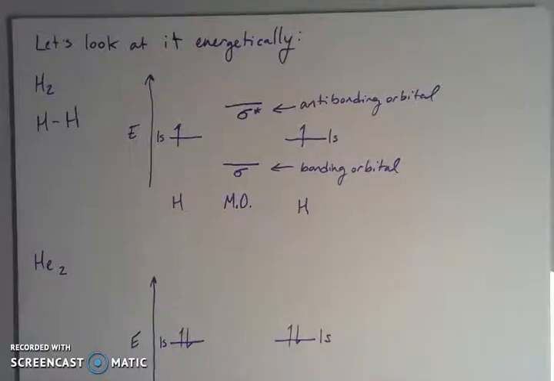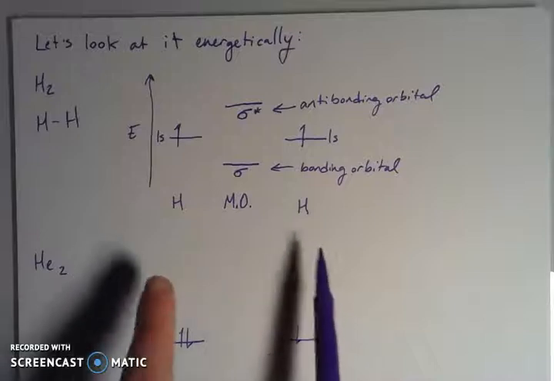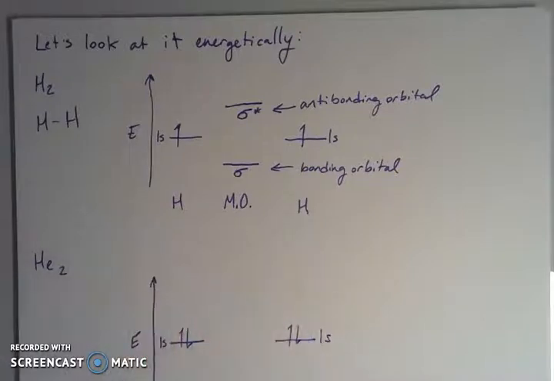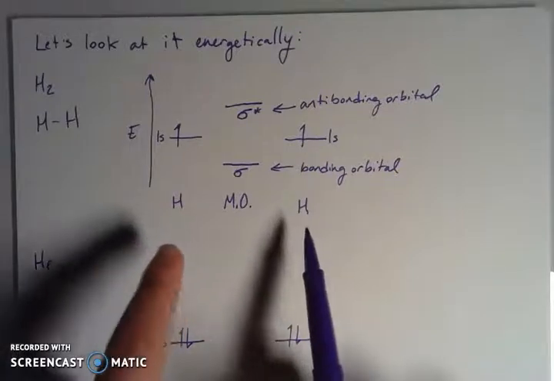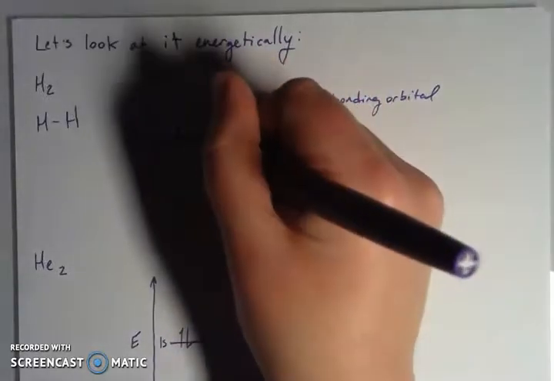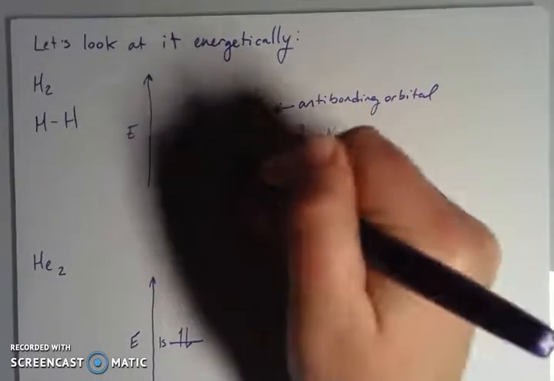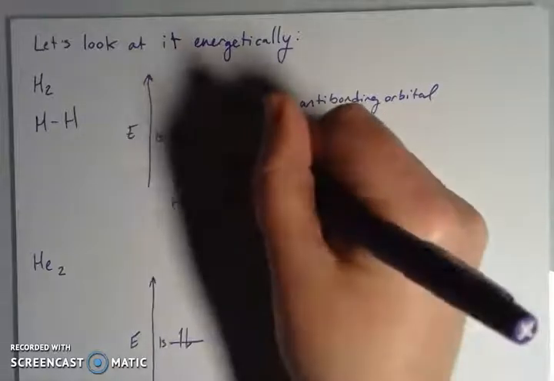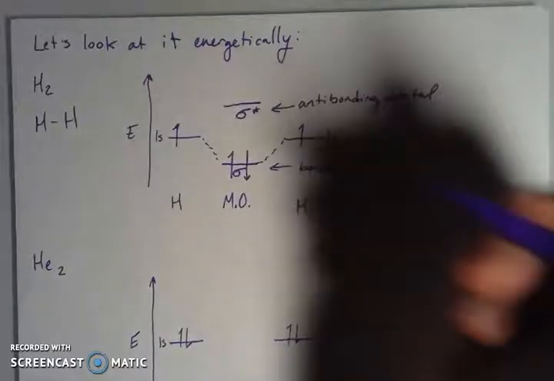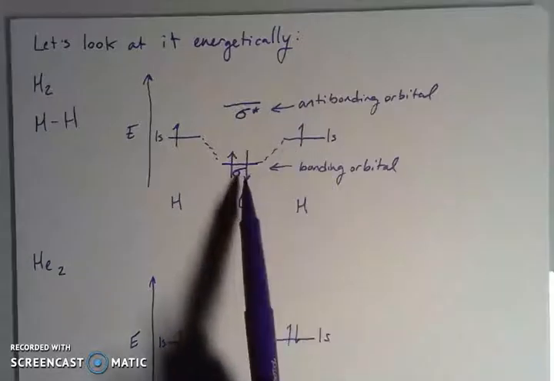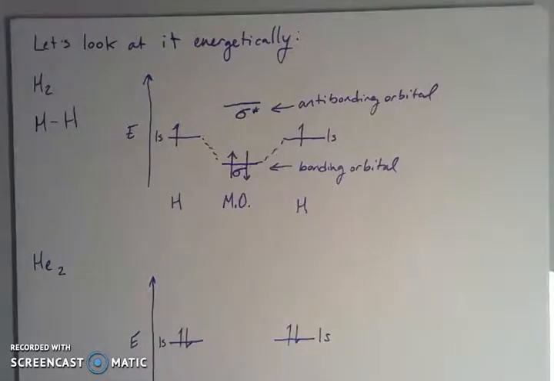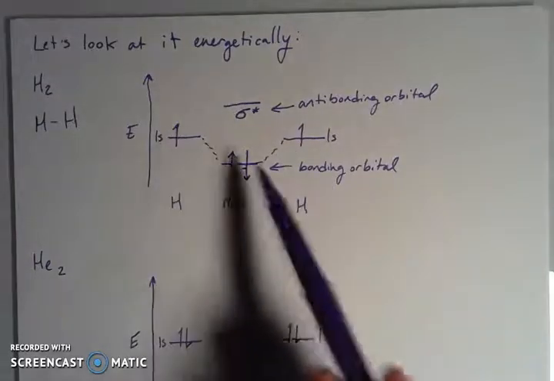So now I can fill in these orbitals with the electrons that I'm bringing in from each of my elements. So each of my hydrogens has one electron. So my one electron here is going to go down to my lower. So this one comes here, and then this one comes here. So each of these electrons is going to go down to a lower energy state. And that's what it would want to do, right? It wants to be at a lower energy.